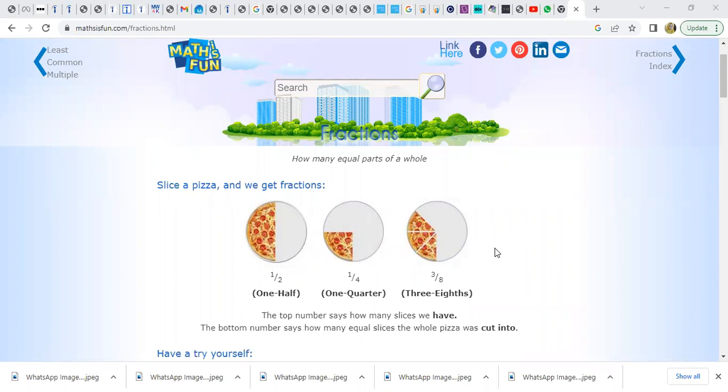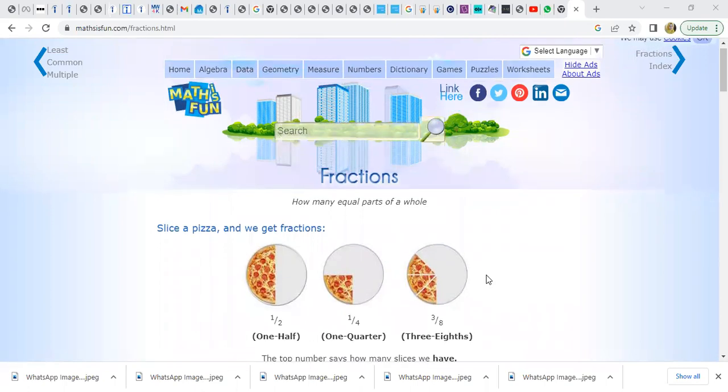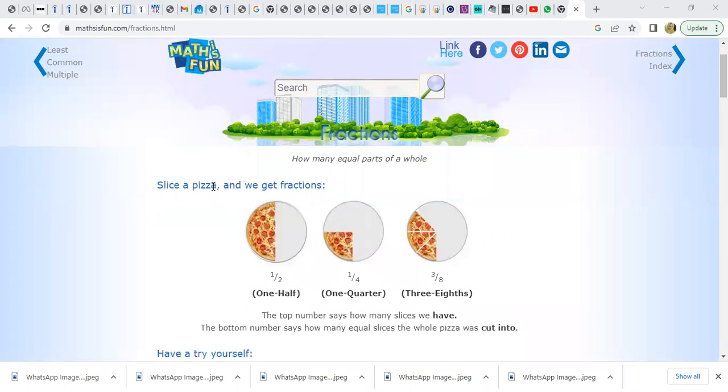It is a mathematics lecture for grade 5 and the topic of this lecture is fractions. So this is chapter number 4, right? So what is a fraction? It means how many equal parts of a whole you are taking. Suppose you have slices of pizza and we get a fraction. How can you get a fraction if you have slices of pizza?